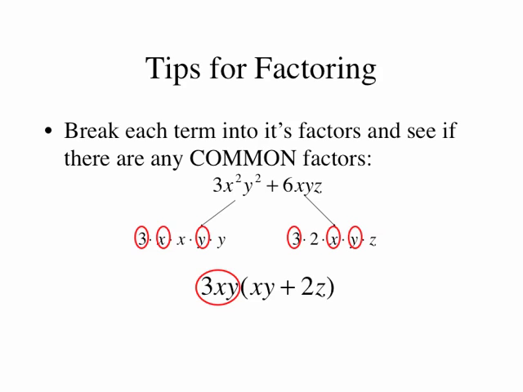Well, the 3 and the x and the y came out front. So what's left behind in the first term is an x, you can see the x here, and a y, you can see the y here. Now what's left behind in the second term? Well, there's a 2 and there's a z. So you can see that I have undistributed the 3, the x, and the y. I have factored those out of both the first term and the second term.